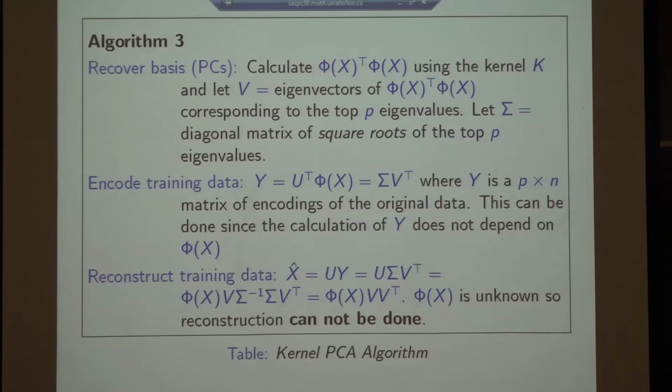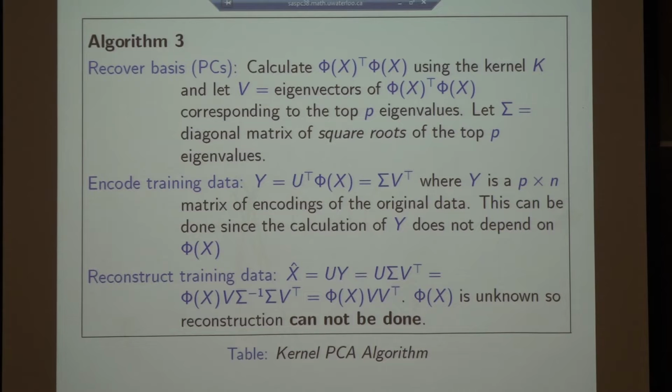Okay, so suppose that I want to reconstruct training data. X hat was U Y. In dual form, it was U sigma V transpose. I don't have U, because U is the eigenvectors of phi phi transpose, which I don't have. I have to rewrite everything in terms of V. And if I rewrite everything in terms of V, I come up with phi of x V transpose.